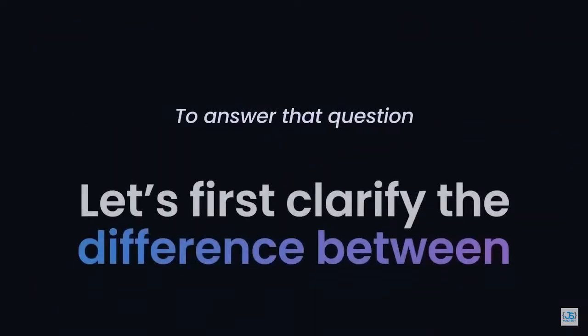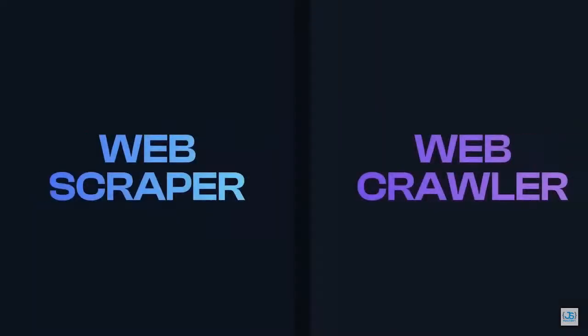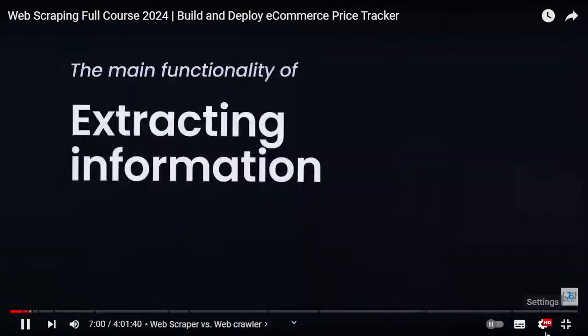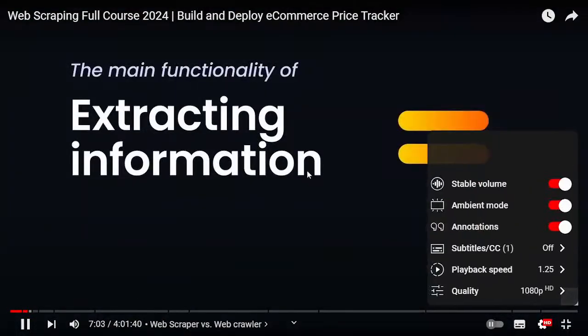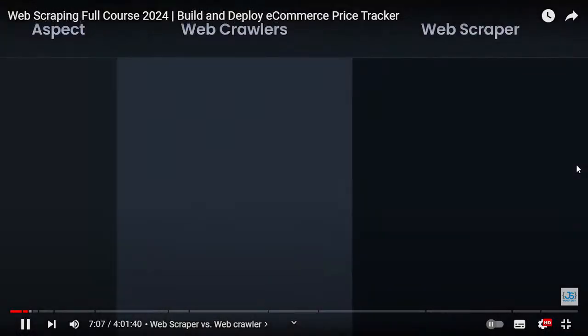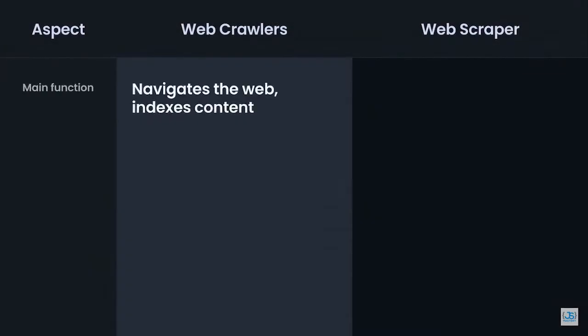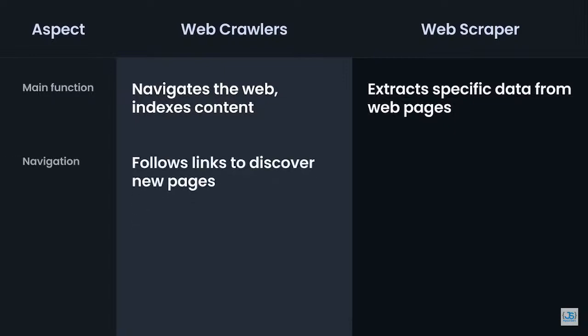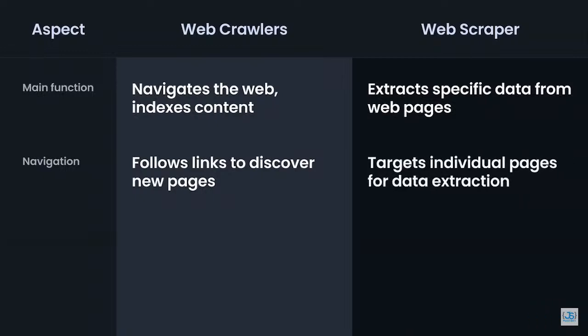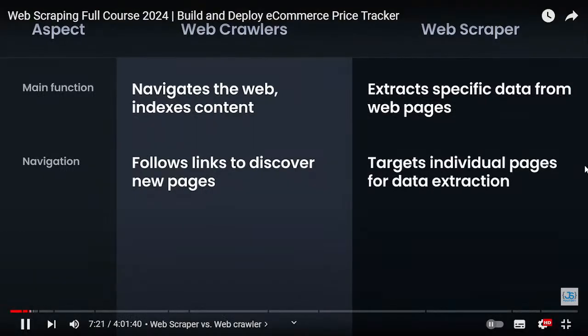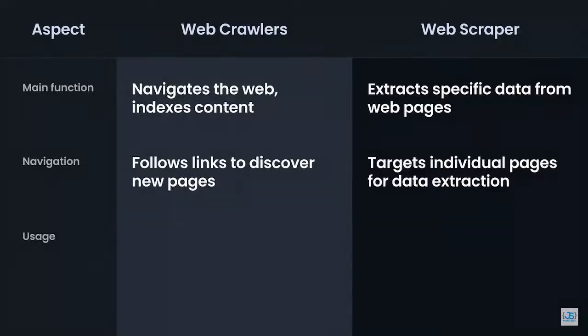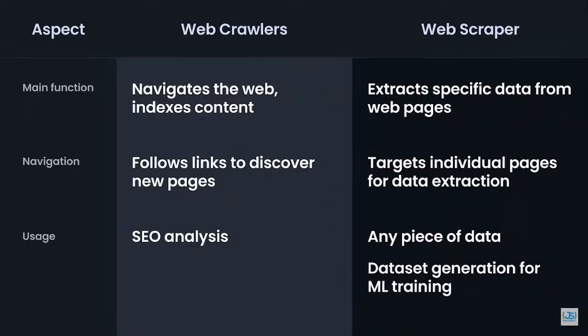To answer this question, let's first clarify the difference between a web scraper and a web crawler. Although the main functionality of extracting information is the same for both, they slightly differ in their process. Web crawlers generally navigate the web, and web scrapers extract specific data from the pages. Web crawlers follow all the links to discover new pages, but web scrapers target specific pages for data extraction. Usage is much different. Crawlers are mostly related to SEO analysis, and web scrapers can scrape absolutely any piece of data. In the recent world, it has been mostly used for dataset generation for machine learning training.